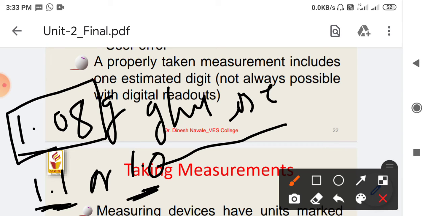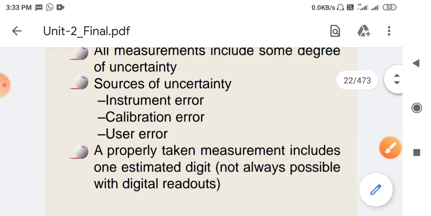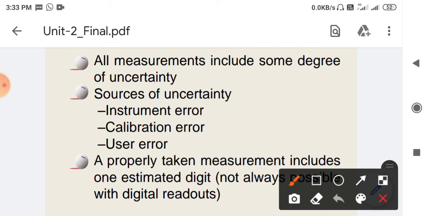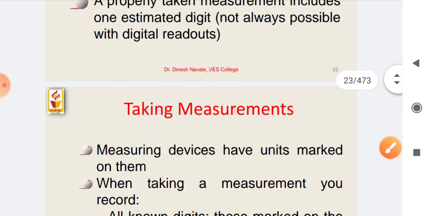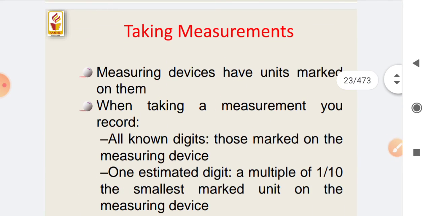Preferably I will use 1.1 because this value is nearer, but the extra 0.02 gram will cause error in the given experiment. This is not instrumental error, so here we can say it is the calibration type of error. So there are various types of error that arise due to certain limitations.